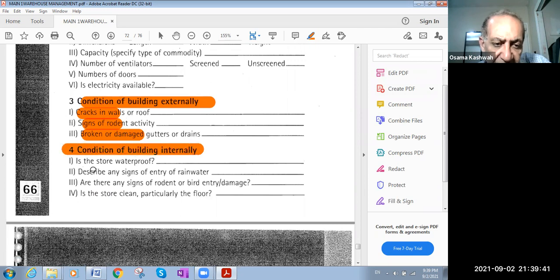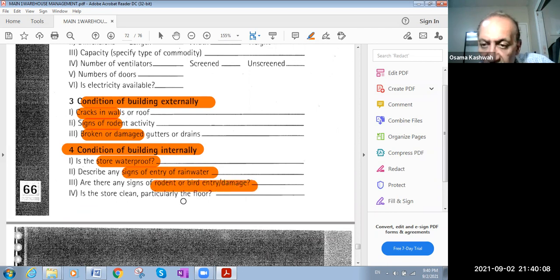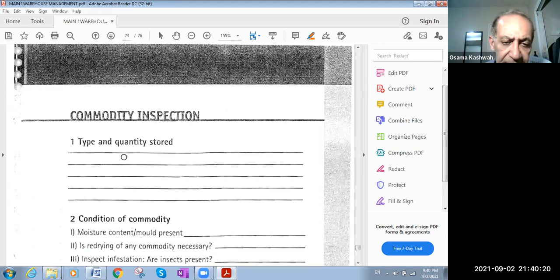Conditions of building internally. Is the storage waterproof? If it's not waterproof, like we said, we will use plastic covers on the top and on the sides of the stacks. Describe any signs of entry of rainwater, and we'll check also the drains. Are there any signs of rodent or bird entry? Birds, exactly, especially the birds, will not do anything to the wood or the steel, but they will do damage to the food and other goods as well. So it's very important to make sure that the birds are not here.